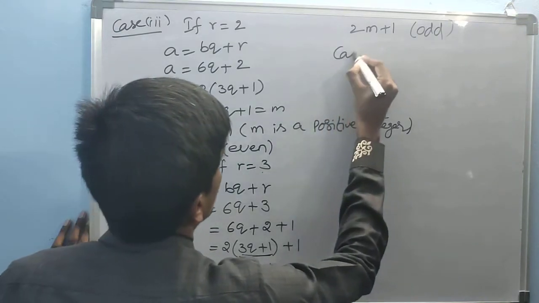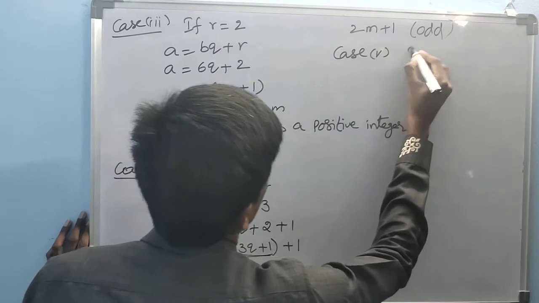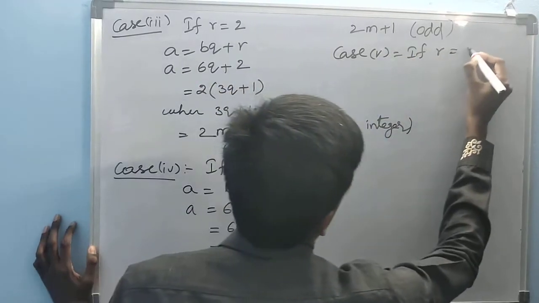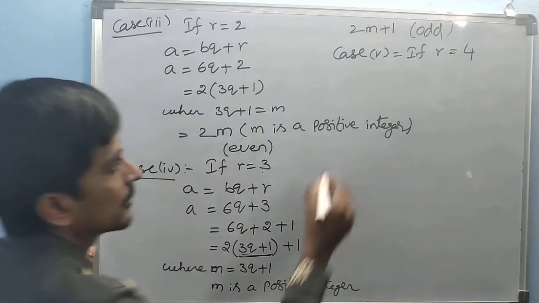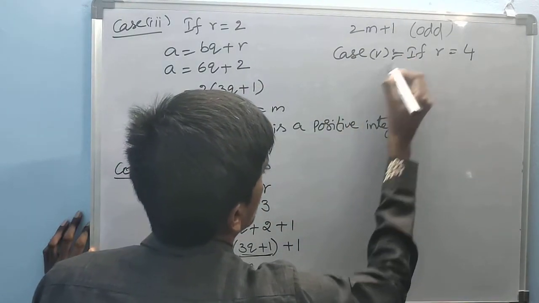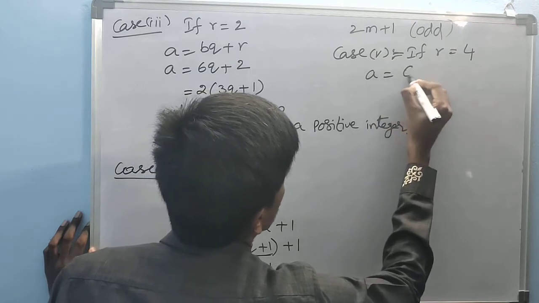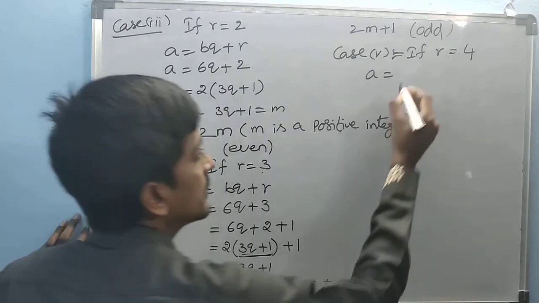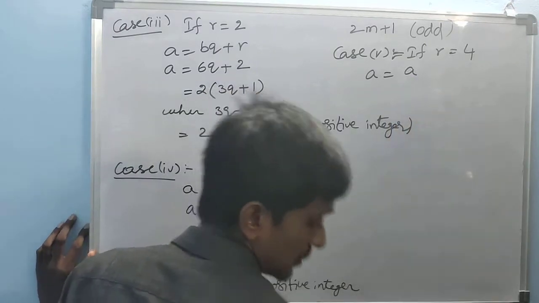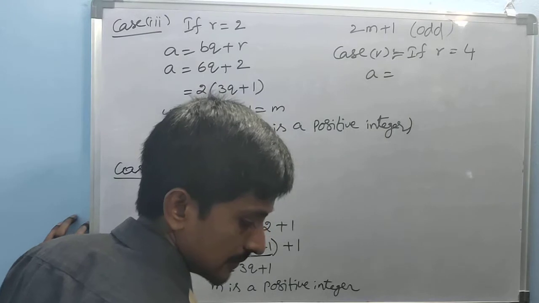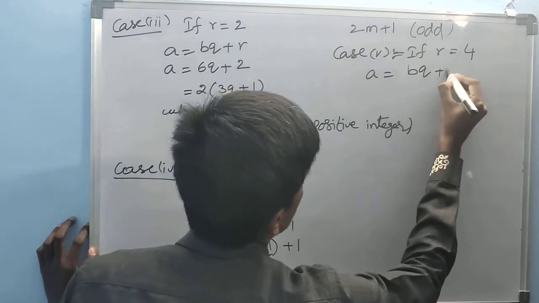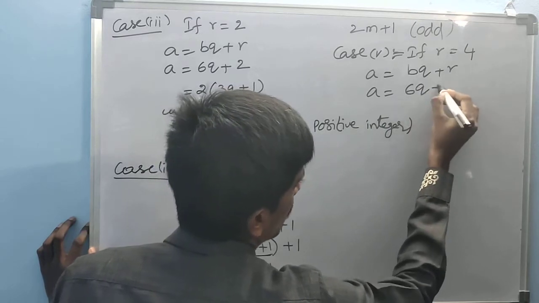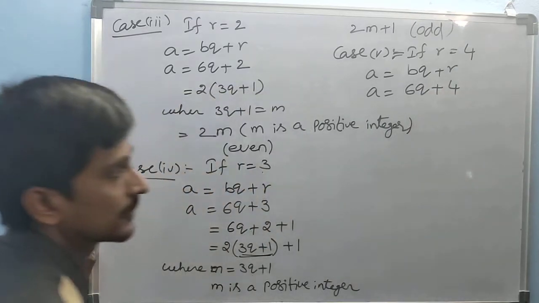Next, case 5. If r equals 3, completed. Next one is r equals 4. The general form of Euclid's division lemma: a equals bq plus r. Here b equals 6, so 6q plus r, with r equal to 4.